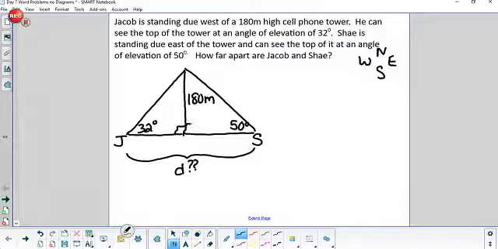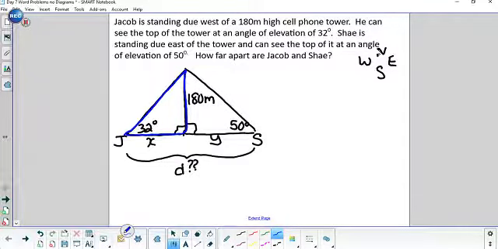So we can break this down just like we've done in previous lessons. We can find this part x and this part y and then simply add those together. However, if we look at these two triangles, it doesn't matter which triangle we start with because 180 is the measure of the common side and we know an angle in each of them. So it doesn't matter where we start. In this particular one, I'll start with the one on the left. We could have started with the one on the right.